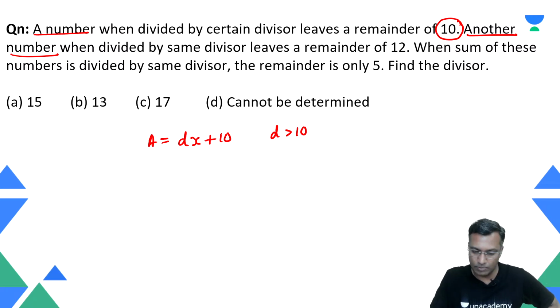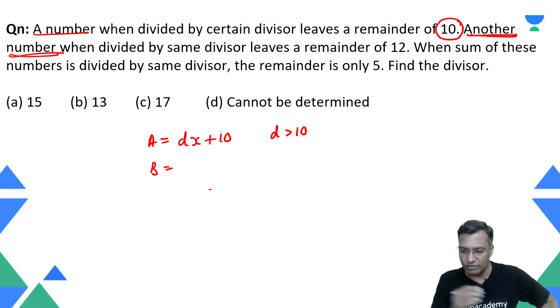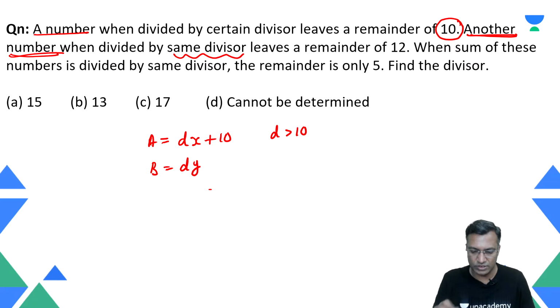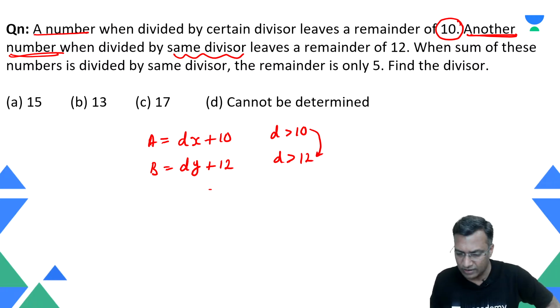Okay, another number, second point, let me call it b. So the divisor was d there, the same divisor. The quotient can be different. I wrote the quotient earlier as x, therefore now I am writing the quotient as y. So that leaves me a remainder of 12, which means the divisor has to be greater than 12. Earlier I said that the divisor is greater than 10, but now I am saying that the divisor has to be greater than 12. Fair enough.